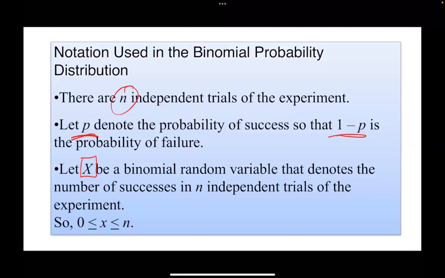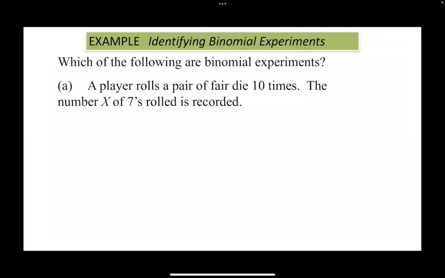All right, let us take a look at some examples. We're going to determine whether these are binomial experiments, and if they're not, why they aren't.